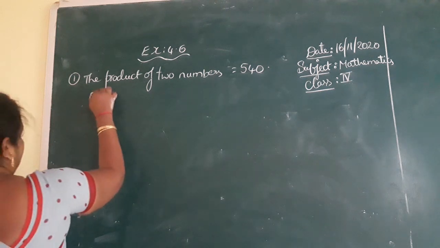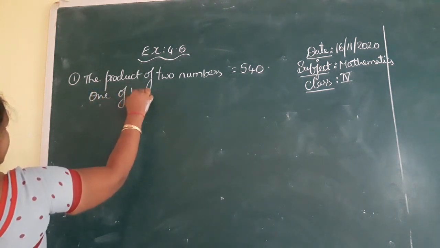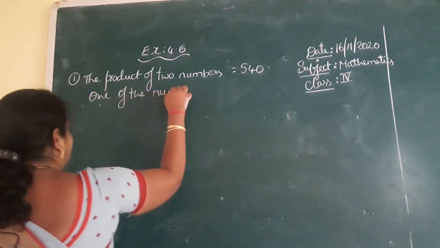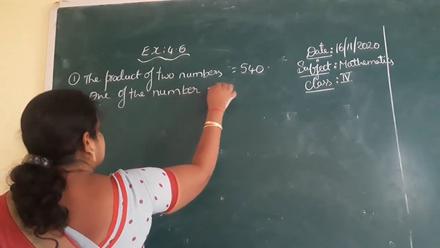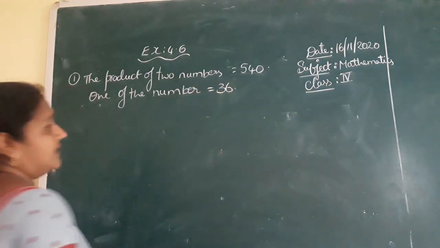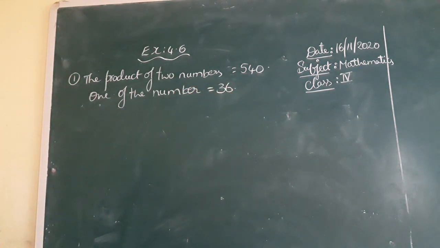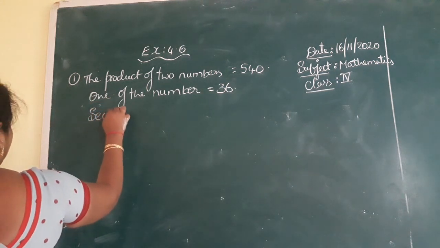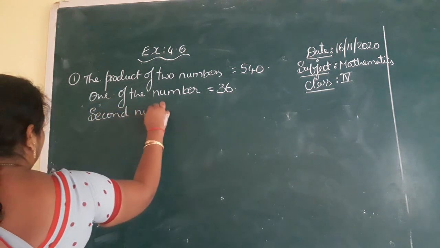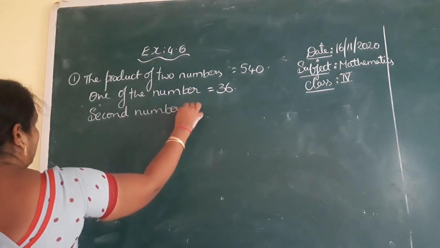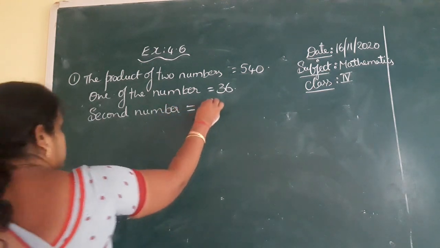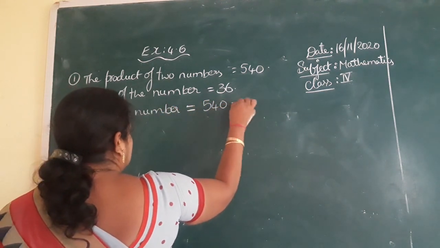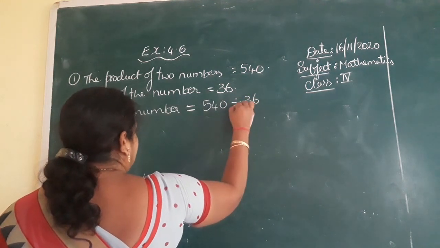36 is one of the numbers. And here they are asking us to find the second one. Already they have given one number and they are asking us to find the second number. How will you find the second number? By dividing the total, that is the product, by 36, you can get that answer.